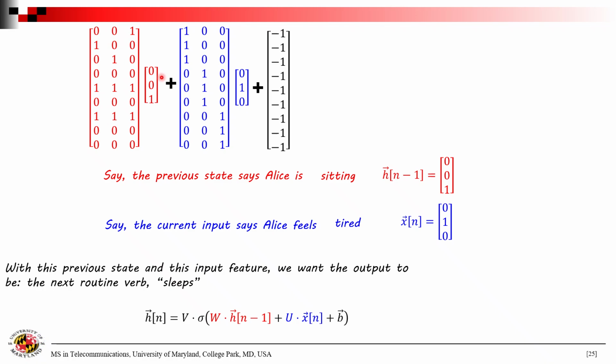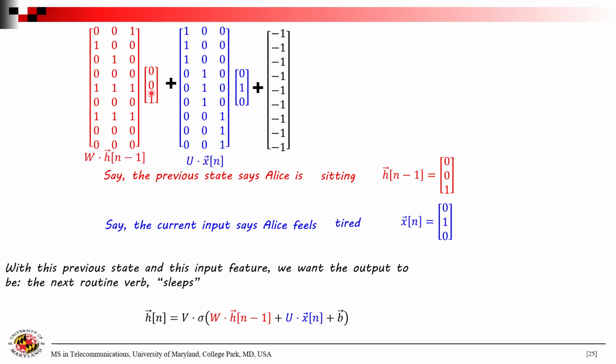Well, here's the W. This vector here with the 1 in the third position says we should grab the third column of W. This is Alice woke up feeling tired. With the 1 in the second position, that means we grab the second column of U.